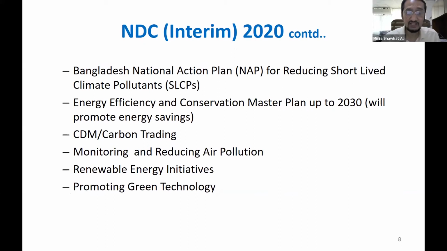We have developed the Bangladesh National Action Plan for reducing short-lived climate pollutants. So we have also mentioned that in very brief. And then the Energy Efficiency and Conservation Master Plan. We have mentioned this. We have mentioned the CDM potential in our interim NDC, and renewable energy initiatives promoting green technologies. Next slide, please.